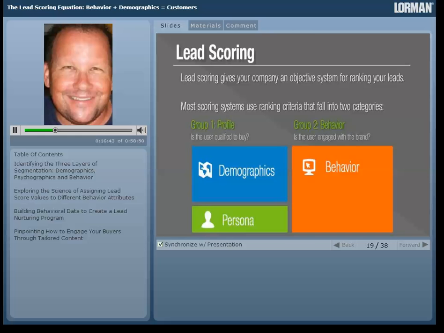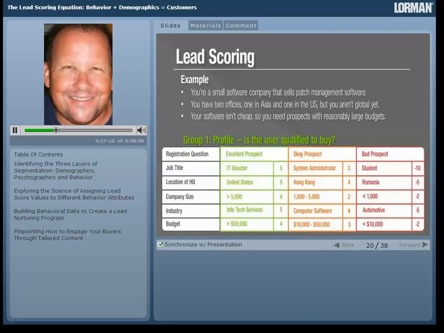And then group 2 looks at their behavior. And this answers the question, is the user engaged with the brand? Is the user interacting with you at this point in time in a way that might indicate that they might be ready to make a purchase? So this category measures that digital body language, like the email clicks, website visits, etc., and answers that question, is the user engaged? Where is that user on their buyer's journey?